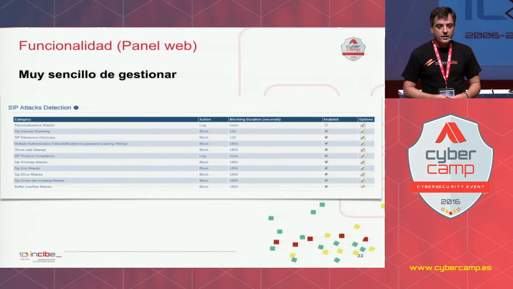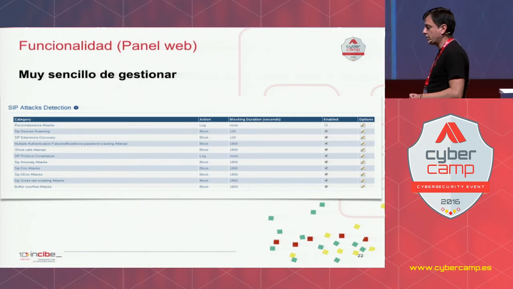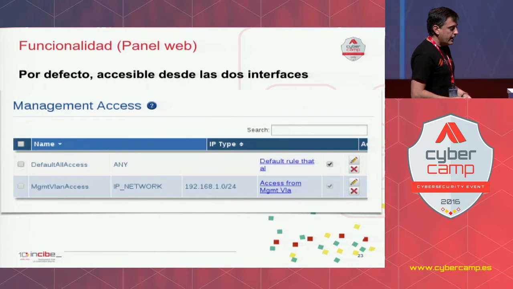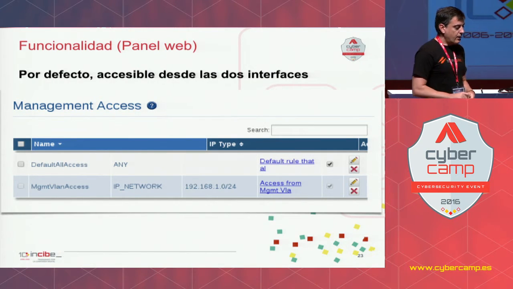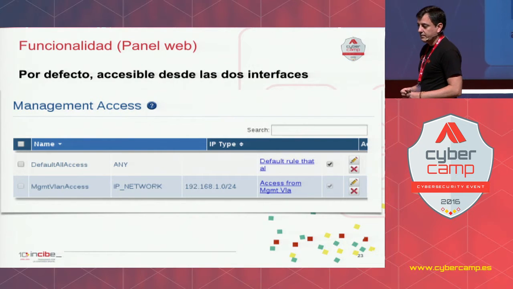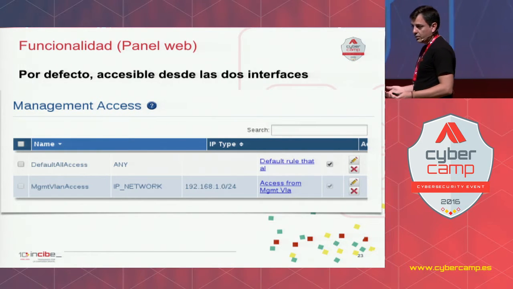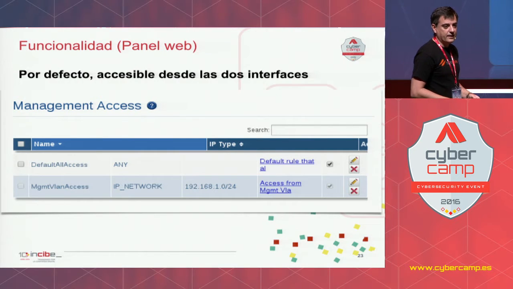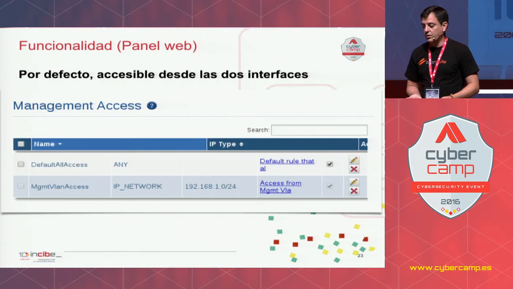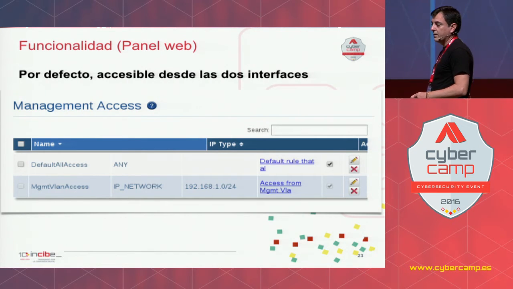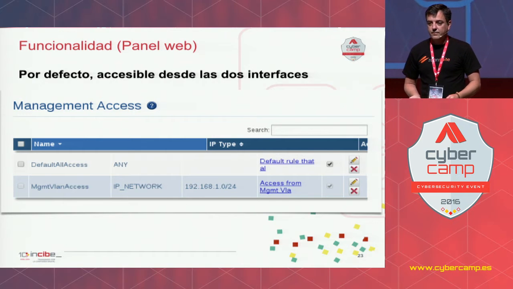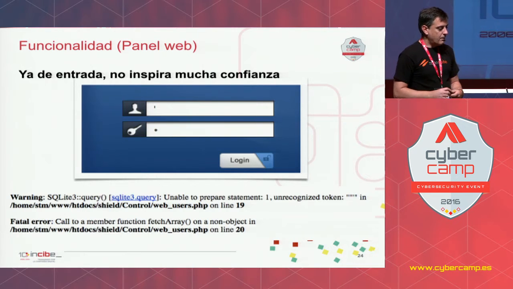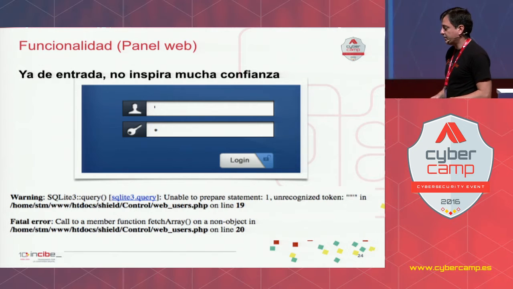So let us take a look at this web panel. It is very easy to manage. There are a number of checkboxes that you have to follow. You don't need to know how to program or anything else. And what I disliked was that by default it comes with two interfaces, the LAN and WAN, and actually only the LAN administration is open. So if we allow access through the LAN, and if we connect it to the internet, well, this could be an attack vector, actually. So this is not very inspiring in terms of trust.